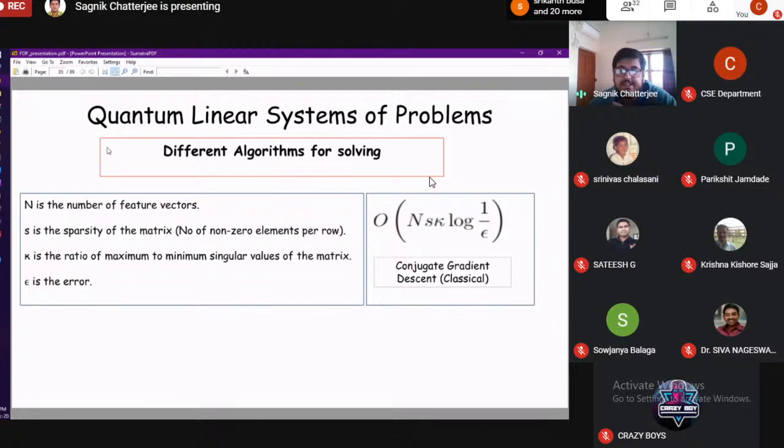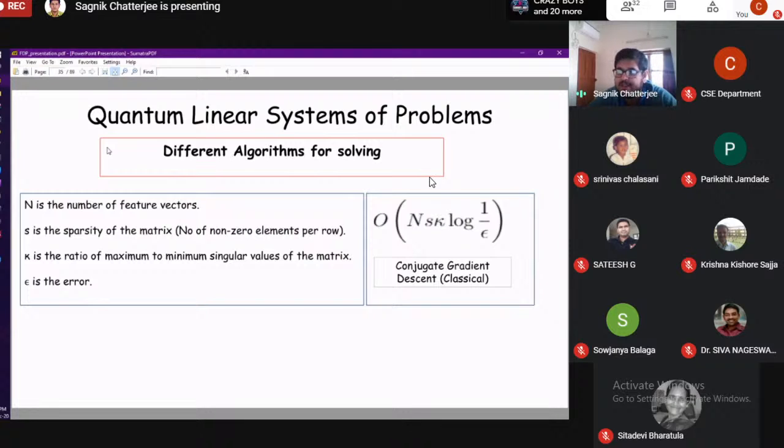S is the sparsity of the matrix. So in real life, say for example, you have an image which is made up of pixels. Most often when we get the data to feed into our neural networks or things like that, it has been cleaned. So most of the image is empty. It's black and white.